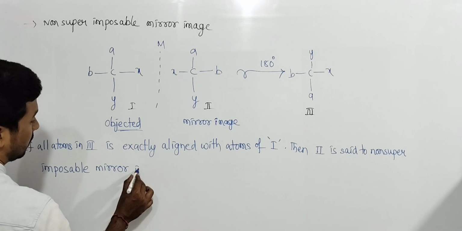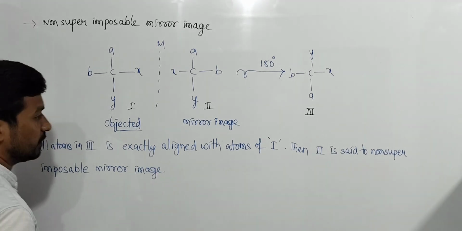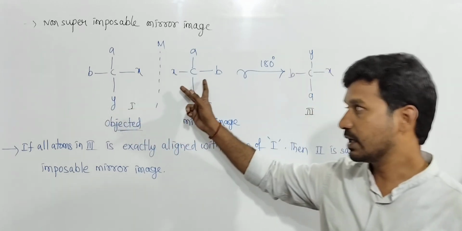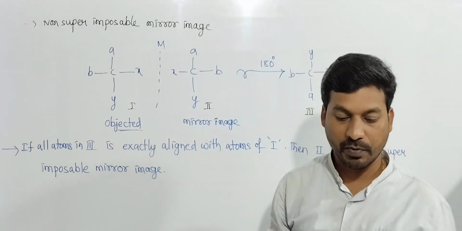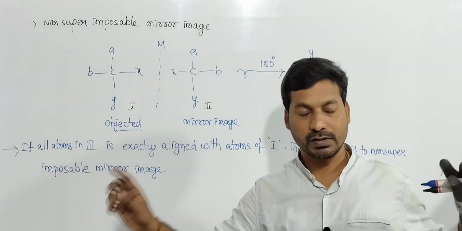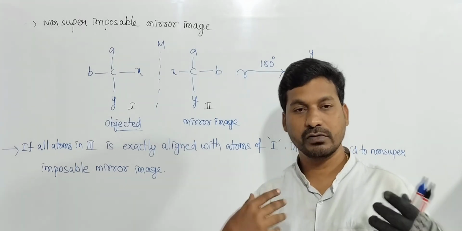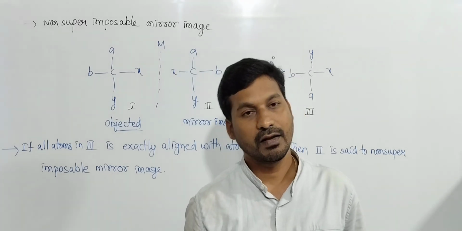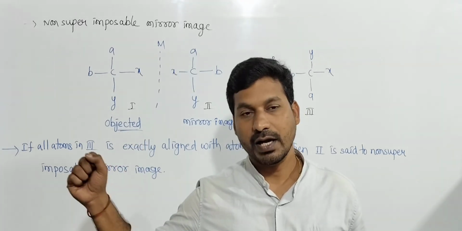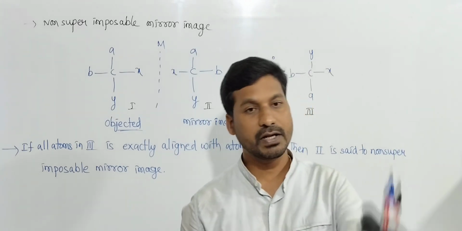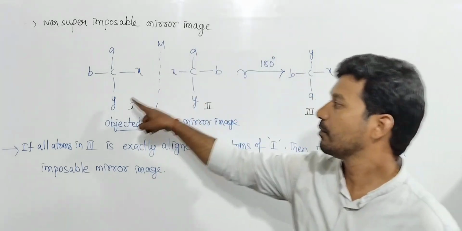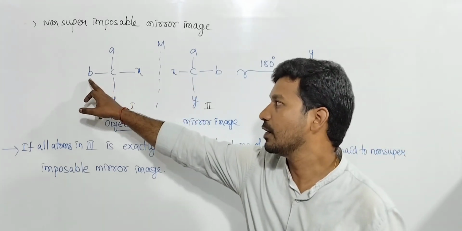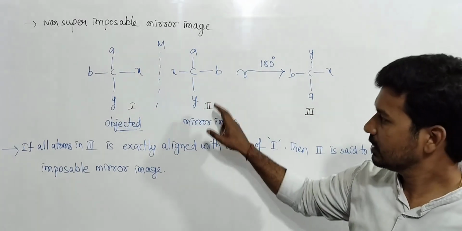Is 2 a mirror image or not? Yes, 2 is the mirror image. So this is some object, it's a molecule, and this is its mirror image. In a mirror, top is top, bottom is bottom, but left becomes right. If you stand in front of a mirror, your head is top only, your legs are bottom only, but the right hand appears left, and the left hand appears right. Okay, this is the mirror image.